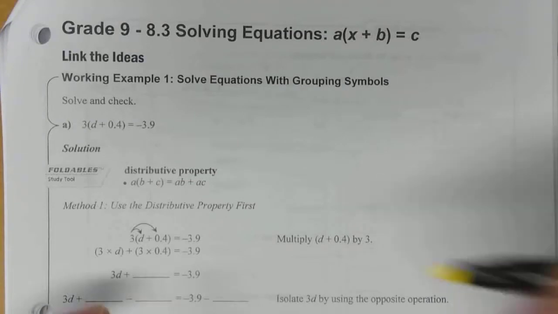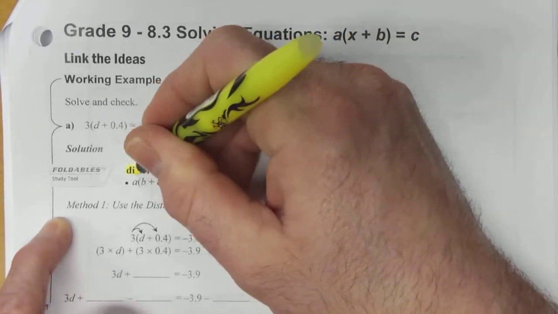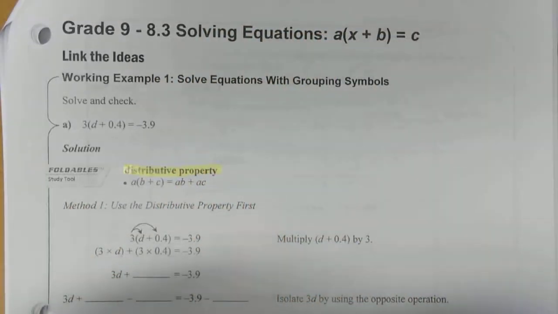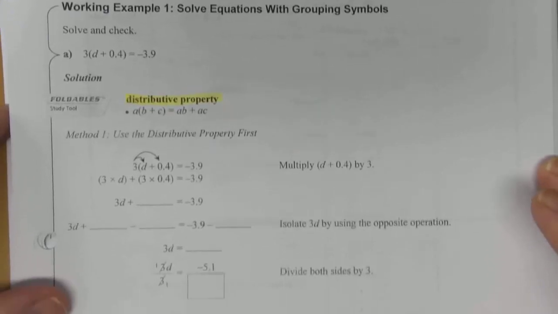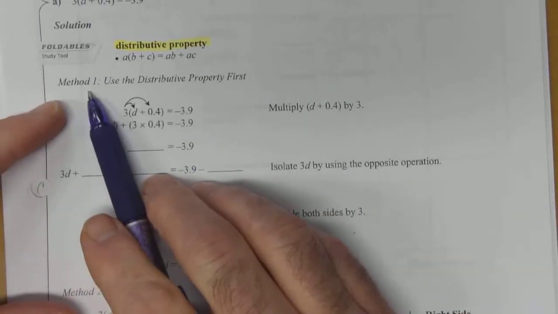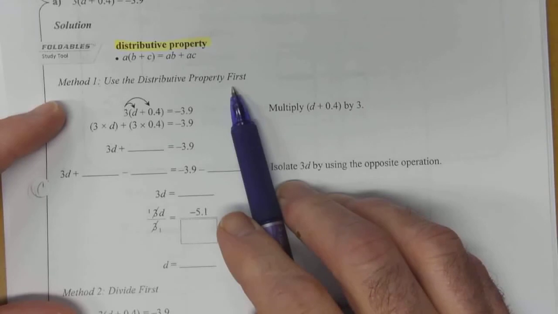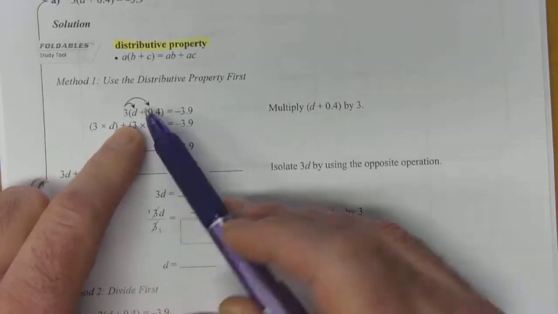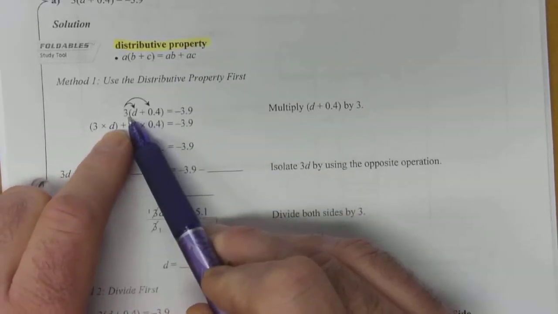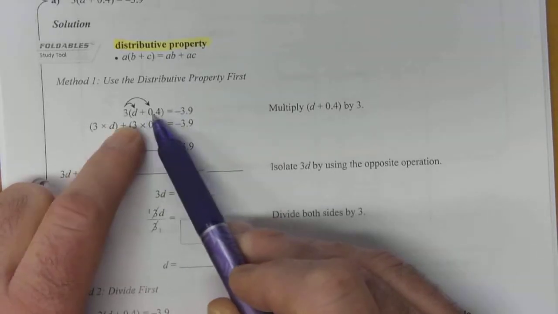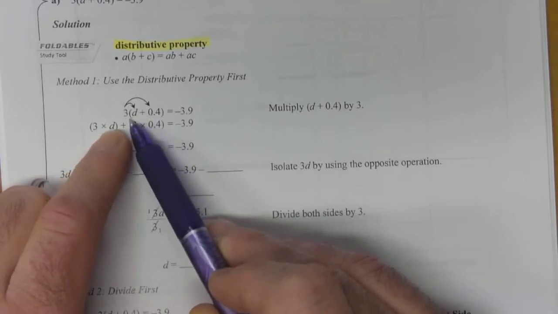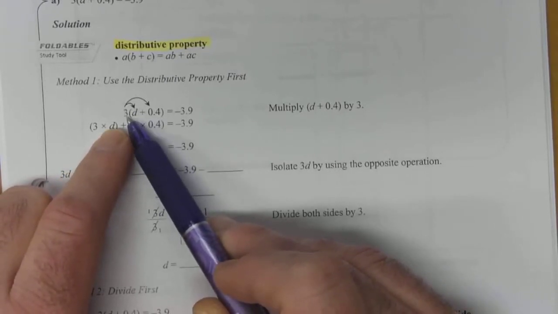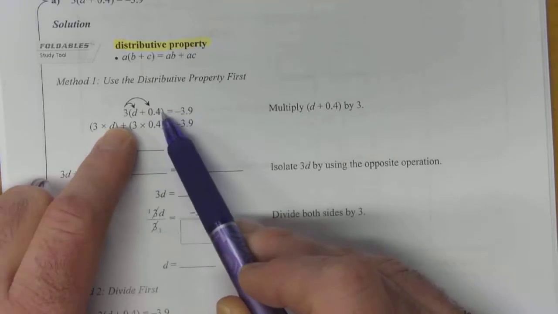So we're going to use something called the distributive property. It's a very key concept to master in order to simplify certain mathematical expressions. We're going to use a couple of methods. Method 1, use the distributive property first. So what this means is when you have brackets with a term or more than one term inside, and then you've got a coefficient to those brackets, you can multiply that coefficient by each term inside.